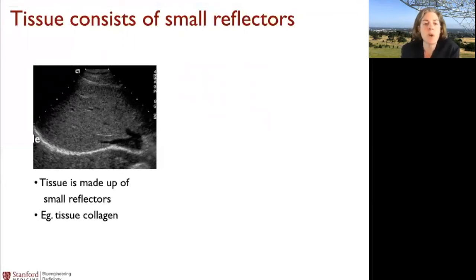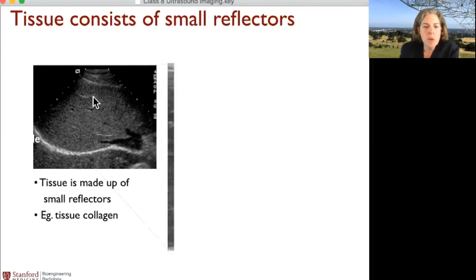What's giving rise to the echoes that then gives rise to speckle? Because speckle is just an accumulation of signals from multiple reflectors. Let me try to say that in a different way. Your tissue is made up of lots of reflectors. Something like collagen within the tissue is going to give rise to a tiny little echo that's going to come back. And you have lots and lots of collagen molecules in here.